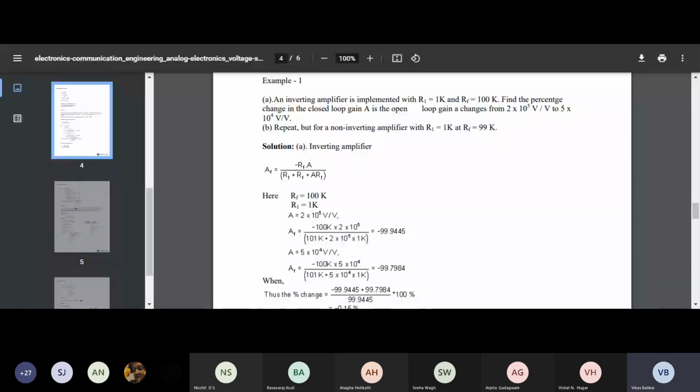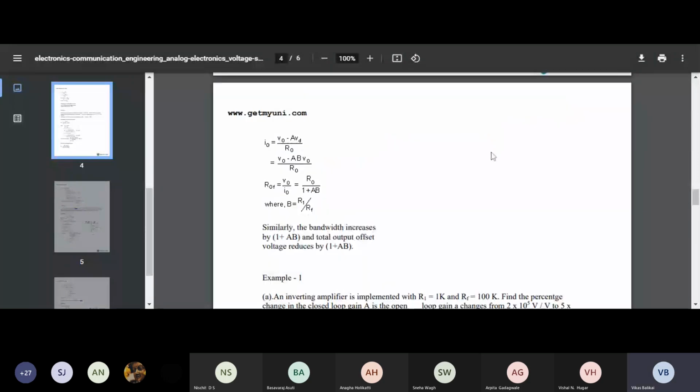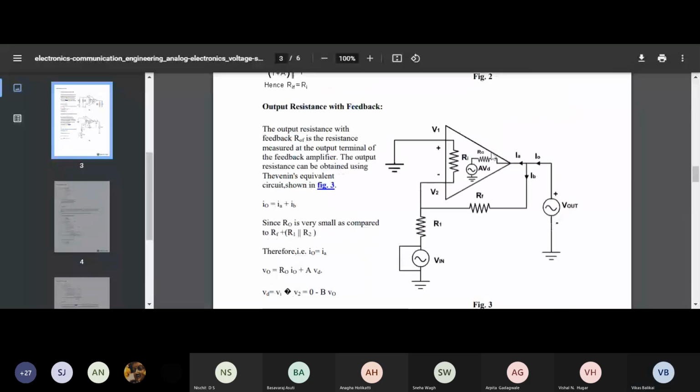where A is the open loop gain, and it changes from 2 into 10 raised to 5 to 5 into 10 raised to 4. This is what he has given, and repeat the same thing for a non-inverting amplifier with R1 equal to 1K and RF equal to 99K. So basically he is asking what is the percentage change in the output voltage, in the gain.